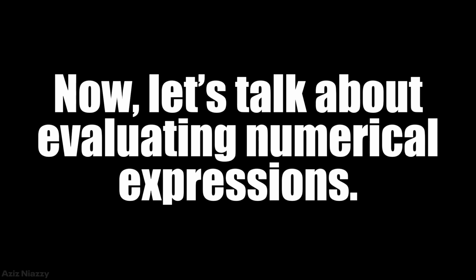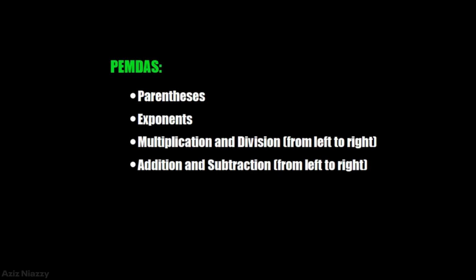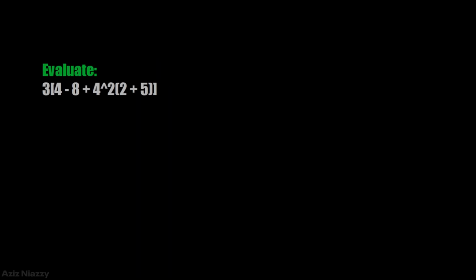Now let's talk about evaluating numerical expressions. This basically means solving them, and we'll use the PEMDAS rule to help us. PEMDAS rule is parentheses, exponents, multiplication and division from left to right, and addition and subtraction from left to right. Now let's try an example. 3 times 4 minus 8 plus 4 to the power of 2 times 2 plus 5. This might look hard and confusing, but it's actually very easy to do.